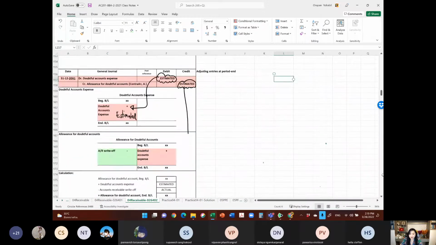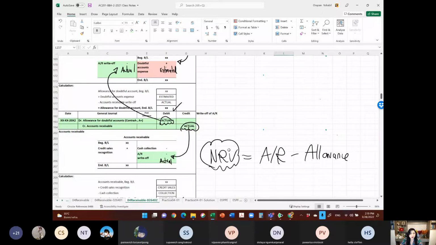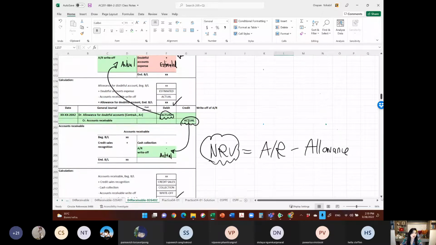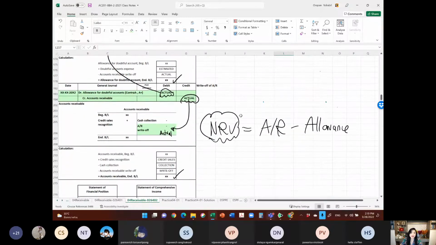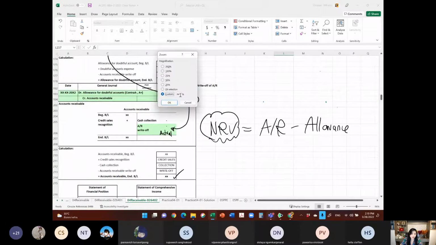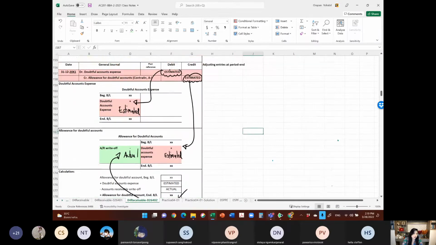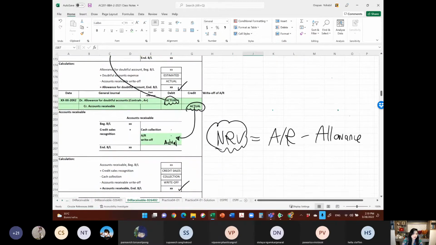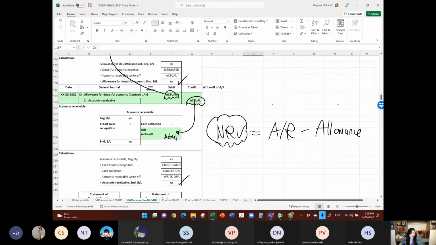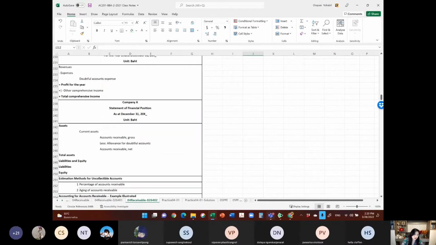All right. So over here, we need to know the allowance. We need to know the AR so that we can do the calculation for the net realizable value. Okay. So any questions on the calculation here? All right. If not, then let's move along to this example.